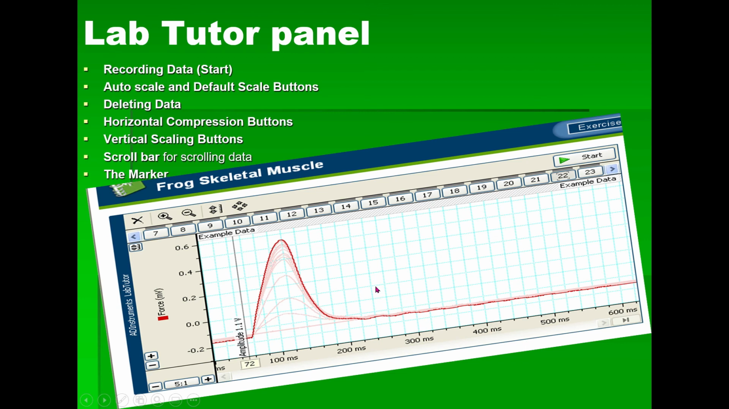First of all, this is a very important slide. Just focus on it: the LabTutor panel. This is the LabTutor panel. Here you can see a lot of buttons.